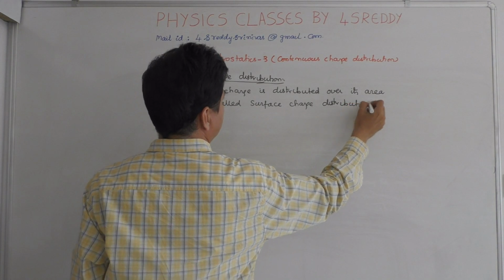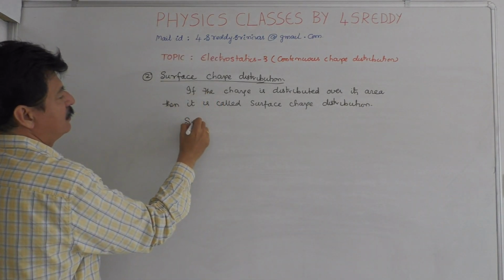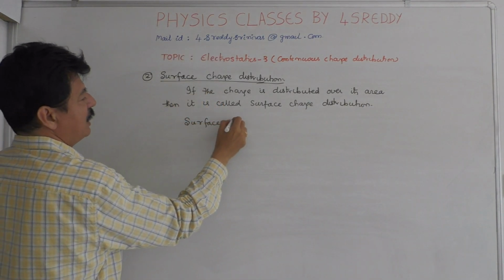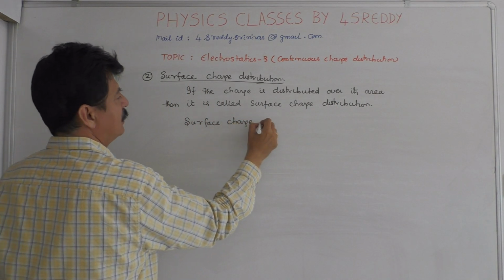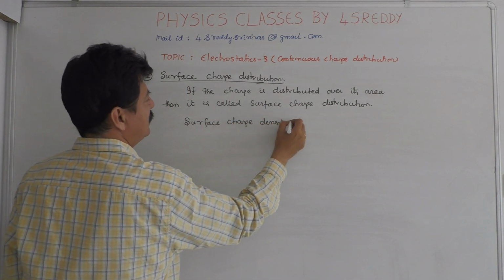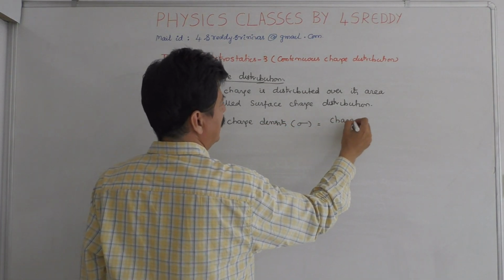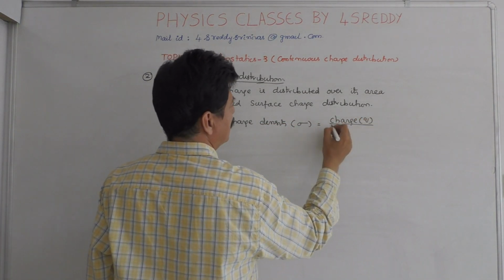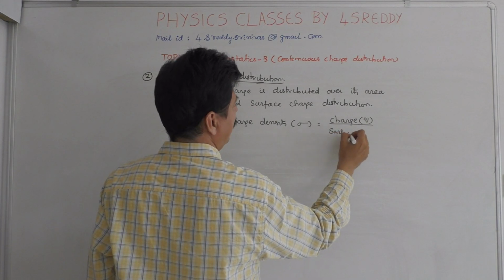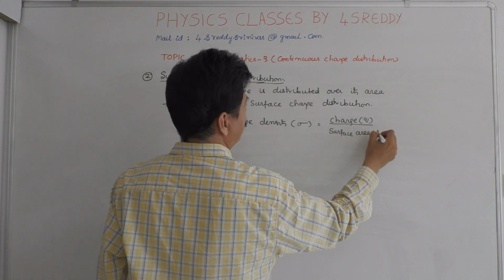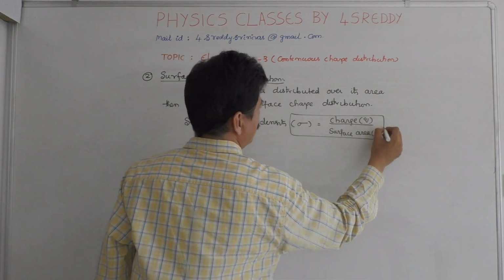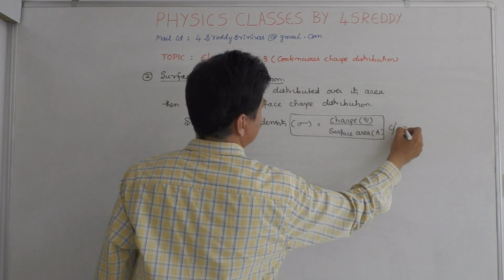Once you got it, then we have the surface charge density, denoted by sigma. It is simply charge Q by surface area capital A. This is coulomb per meter square.